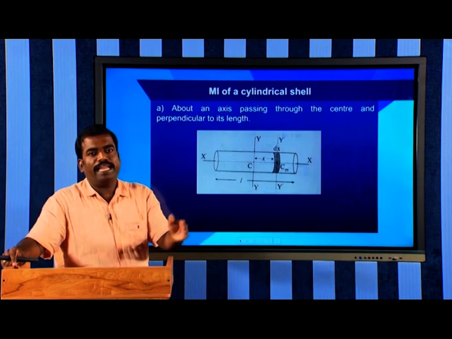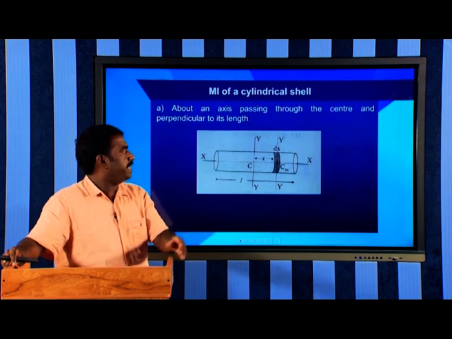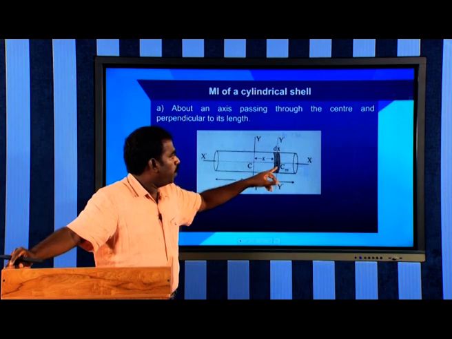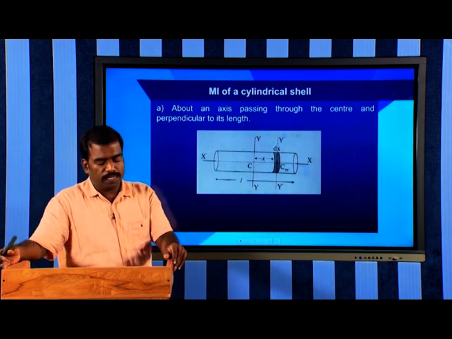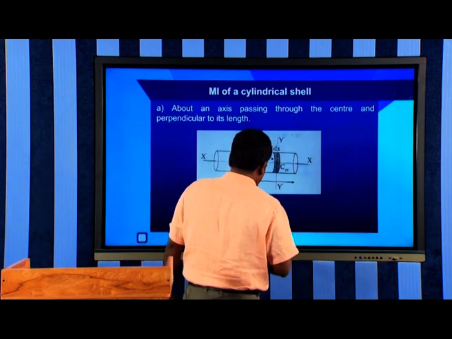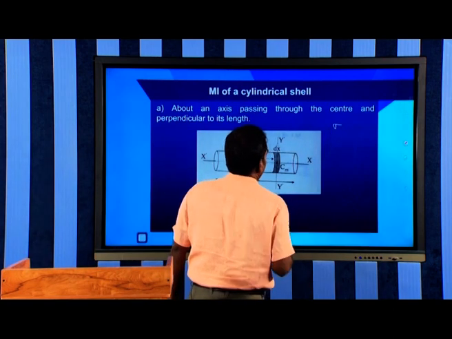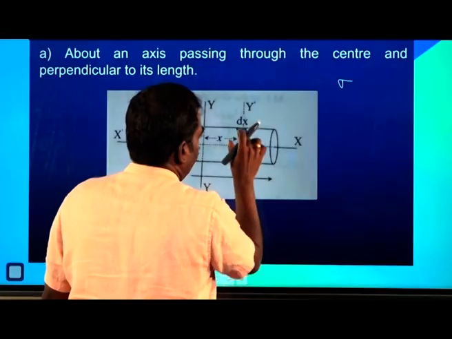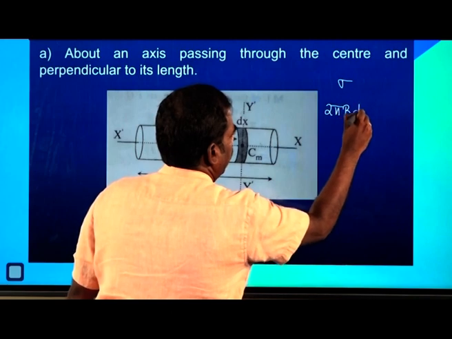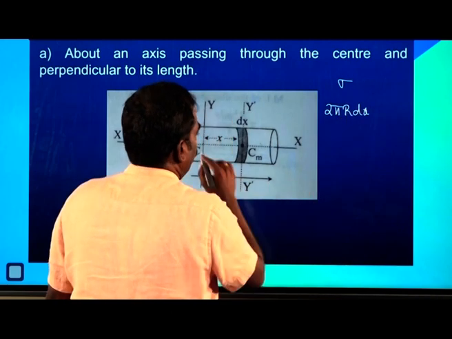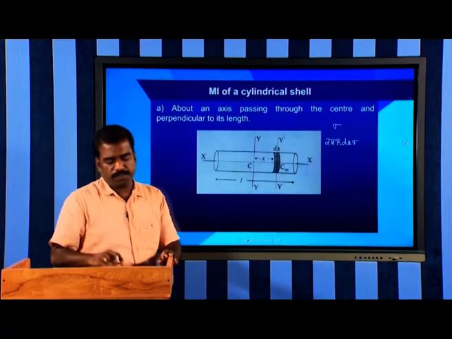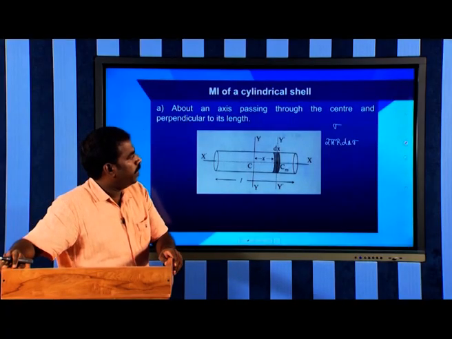Here also the area of the ring is 2 pi r dx. Let sigma be the mass per unit area of the cylindrical shell, and the area of this small ring is given by 2 pi r into dx. So, the mass of this ring is 2 pi r into dx into sigma. Same steps, 2 pi r sigma into dx.